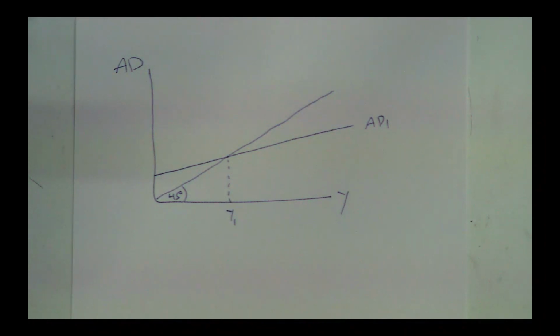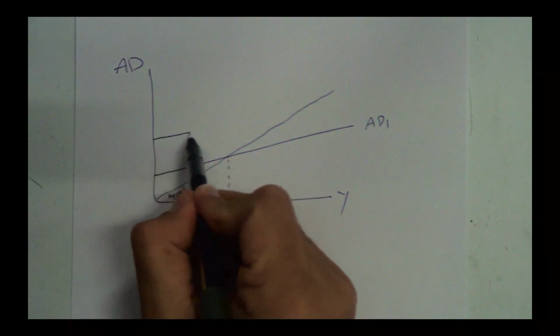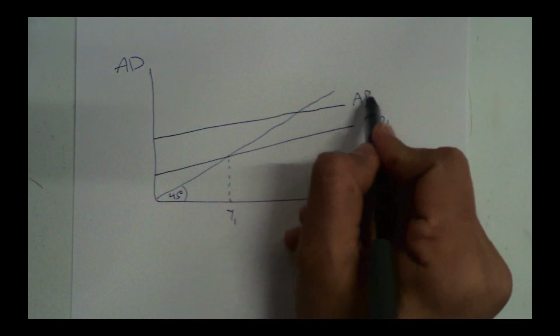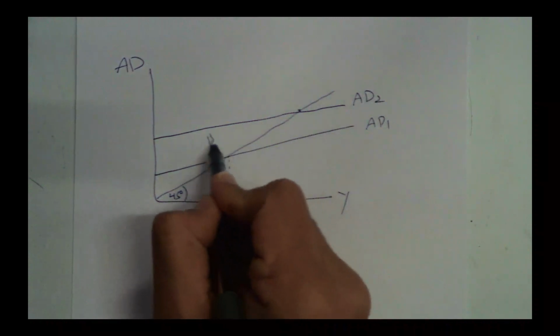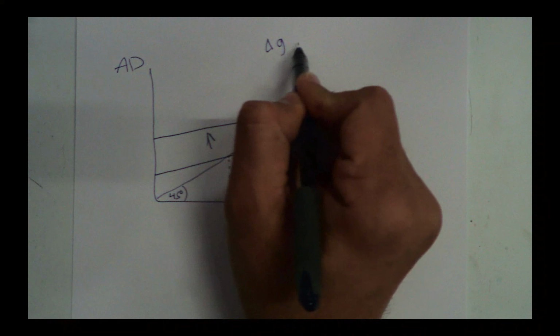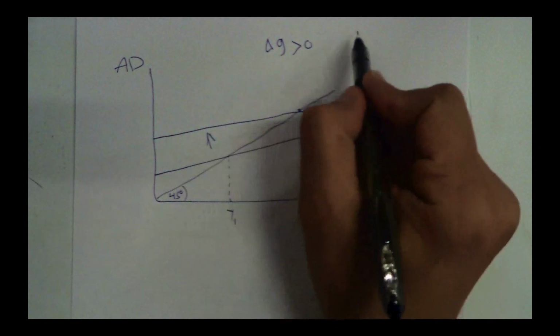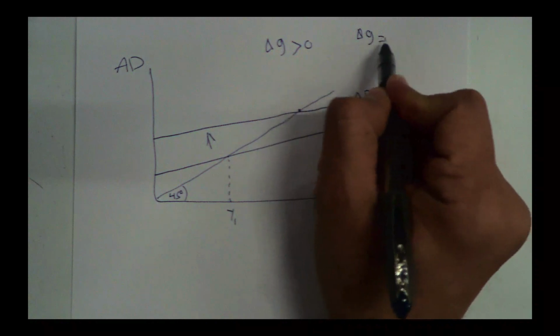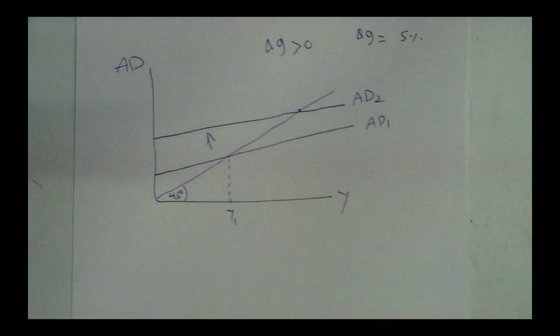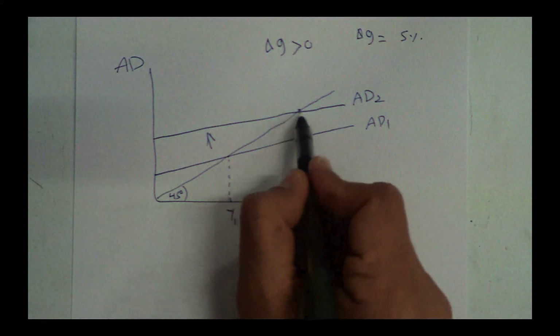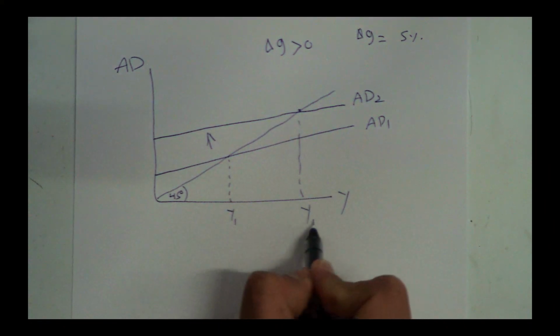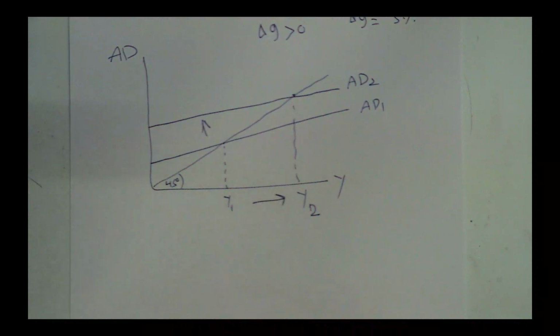So this was the first equilibrium point, and now because of the change in government spending, what's going to happen to the aggregate demand curve? Please, someone tell me. Yes, thank you. It will go up. Okay, so at least I know somebody's following. It goes up because delta G is greater than 0. We know that delta G equals 5%, a change by 5%, from the question. So what happened to the output level? It has increased.